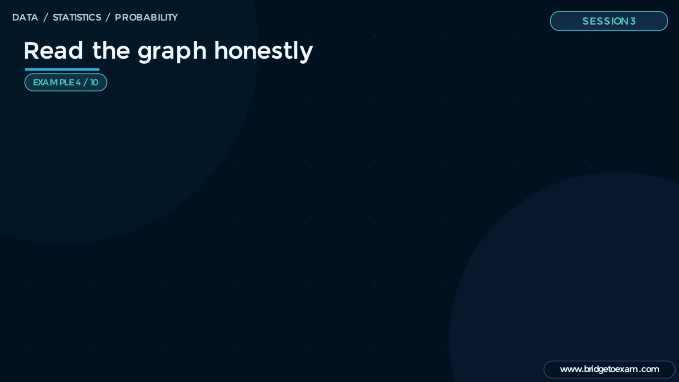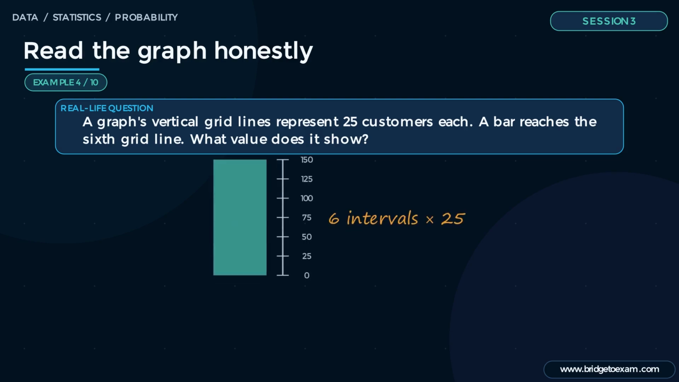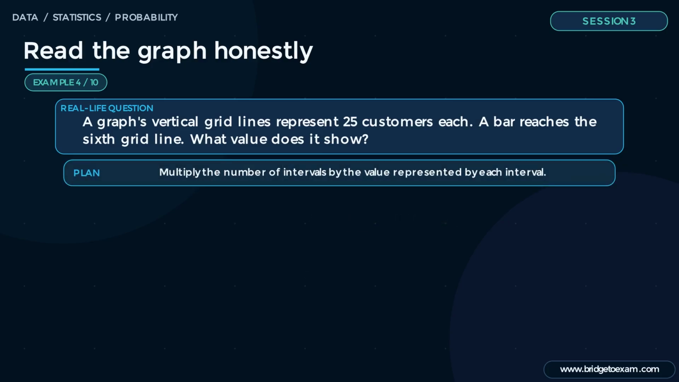Example 4. A graph's vertical grid lines represent 25 customers each. A bar reaches the 6th grid line. What value does it show? Plan. Multiply the number of intervals by the value represented by each interval. Step 1. Each grid interval represents 25 customers.